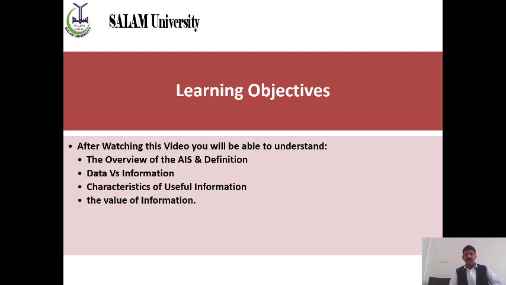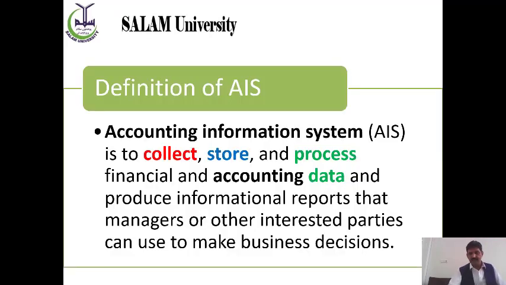This is the learning objective. The learning objectives are the accounting information system overview and its definition. It will be our first target, and then we will discuss data and information, the characteristics of useful information, and the value of information. So we will discuss it in detail. Let's start.